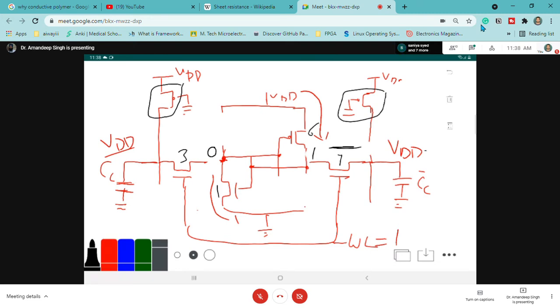Why? Because this is VDD, that is 1, and this is 1. But in this path, CC is going to discharge through this path. As I have told, there is some parasitic capacitance at this node, so this parasitic node is going to charge. And this parasitic capacitance is very small as compared to this CC.